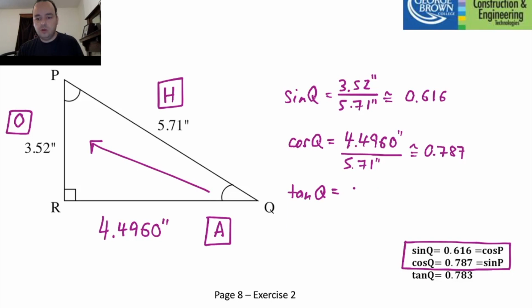Tan of Q, opposite over adjacent, so this over that. 3.52 inches over 4.4960 inches.